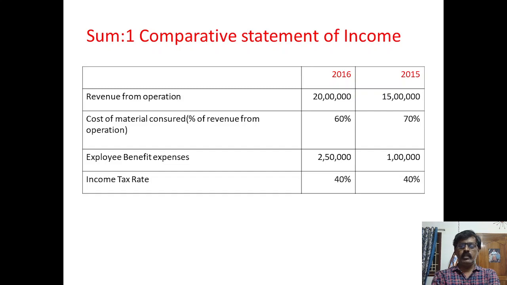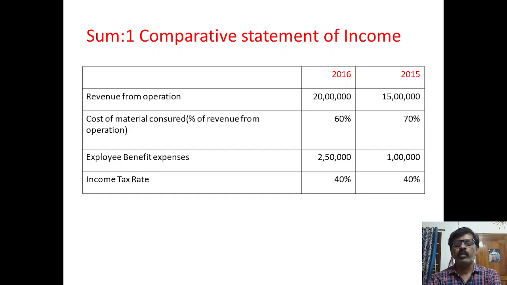From the information given, we have to prepare a comparative statement of income. Revenue from operations for 16 and 15 is given. Cost of materials consumed is given as a percentage of revenue from operations: out of 20, 60% is cost of materials consumed in 2016, and in 2015 it is 70% of the revenue from operations. Then employee benefit expense is 2,50,000 and 1 lakh, and the income tax rate is 40%.